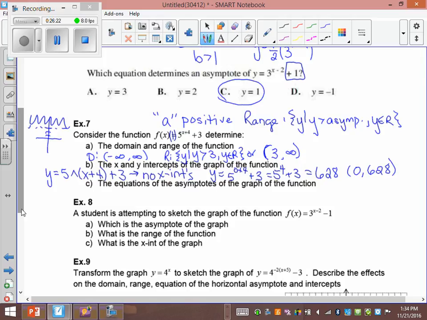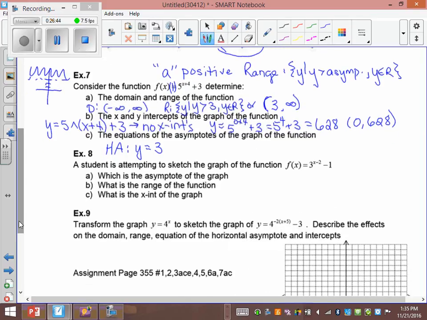What's the equation of the asymptote? It's a horizontal asymptote because it goes through the y. For logarithms, we're going to have vertical asymptotes. Exponential only has a horizontal asymptote, at y equals 3. It's always equal to your vertical translation. Then we're going to look at example 9 and then we'll be done.